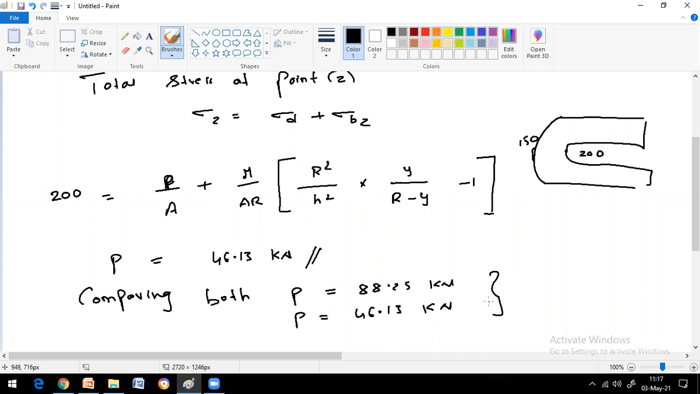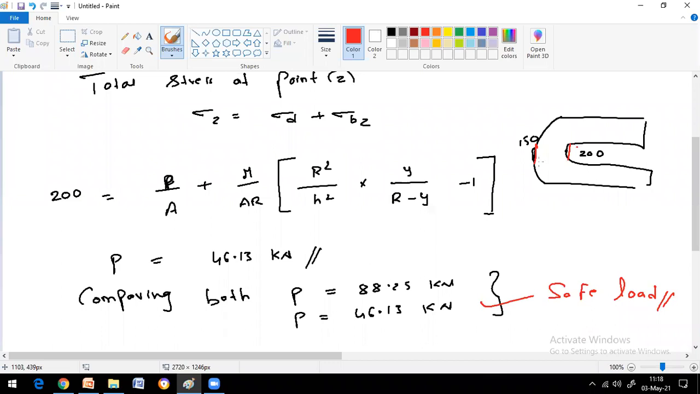88.25? 88.25 is not a safe load, amma. 46.13 kilonewton is a safe load. Why? Because your safe load will always be the lesser of these two values. You have to take the lesser of these two values as the safe load. Okay, you can start the calculation with the P load 46.13. Then you can see the equalities of tensile and compression stresses on both ends of the member.